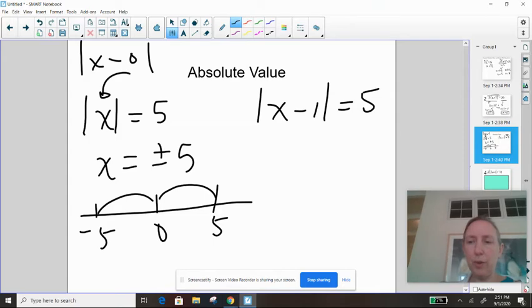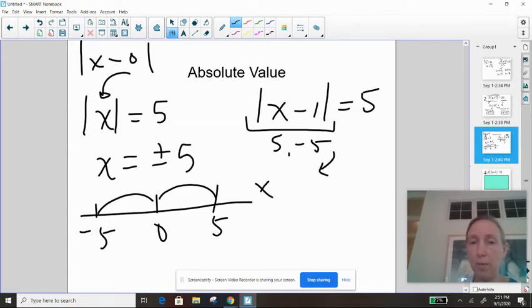So again, we're going to go to that second step just like we did before. I know the inside of this has to be 5 or -5 because we just talked about that. And I need to figure out what makes x minus 1 into 5 or what makes x minus 1 into a -5. And when I solve those equations, I get 6 and -4.